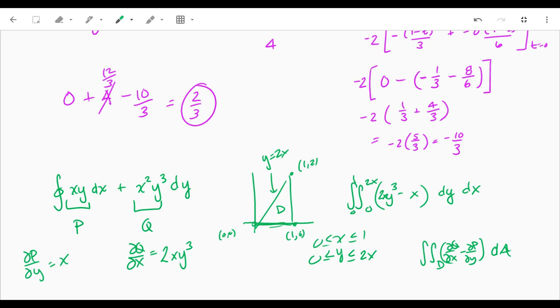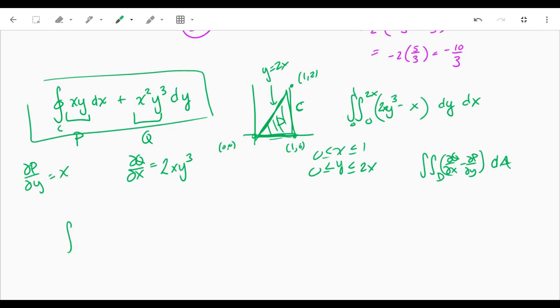Okay, so this will be the same. This line integral over C, where this exterior is C, is the same as the integral of dQ dx minus dP dy over that interior area D. Okay, so now I'm just left to do that integration.